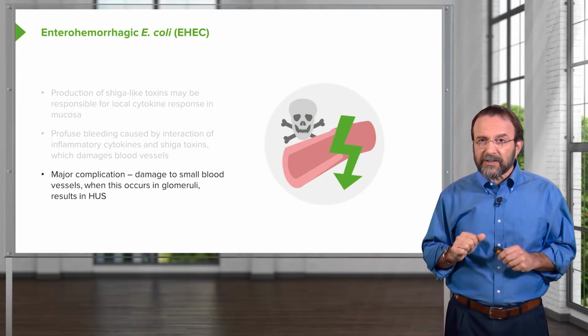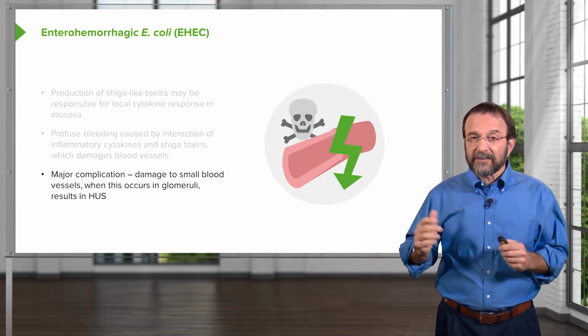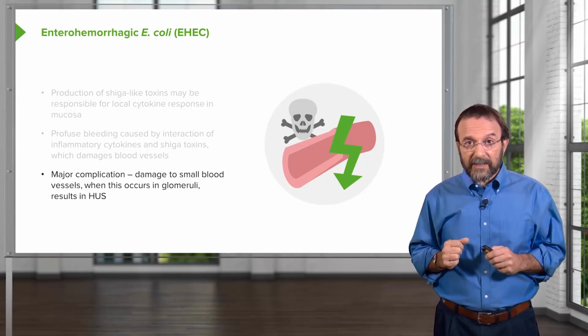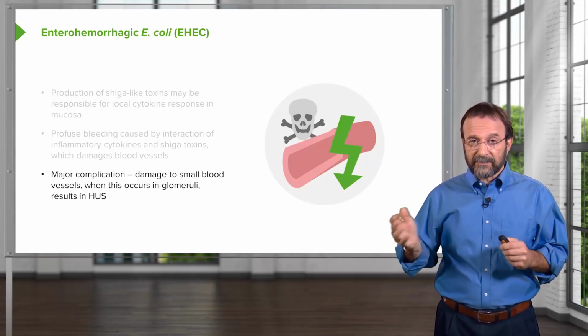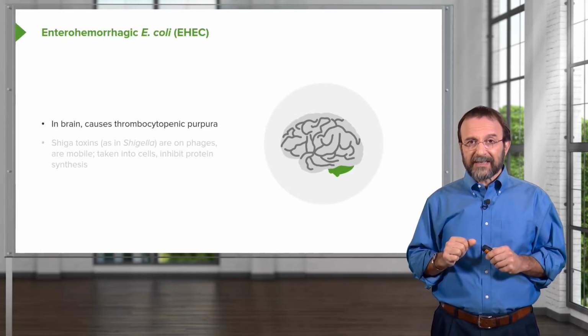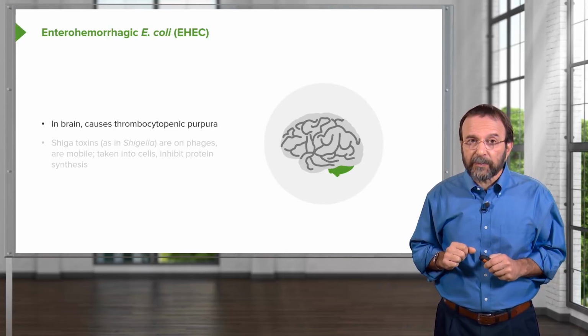This is a combination of damage to small blood vessels. If this happens in the kidney, you have kidney problems. And if you have extensive lysis of red blood cells, the remaining pieces of the red blood cells get hung up in the kidney, further complicating kidney function. These strains can also invade the brain, where it can cause thrombocytopenic purpura.